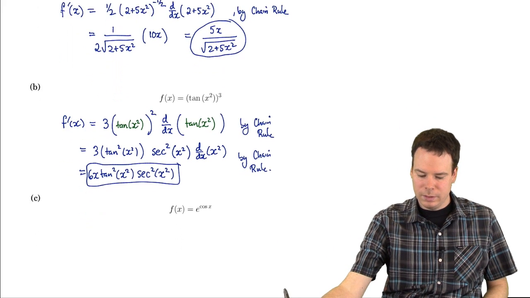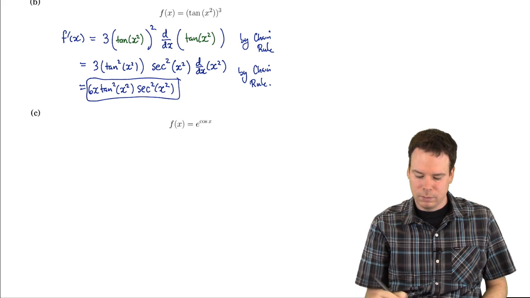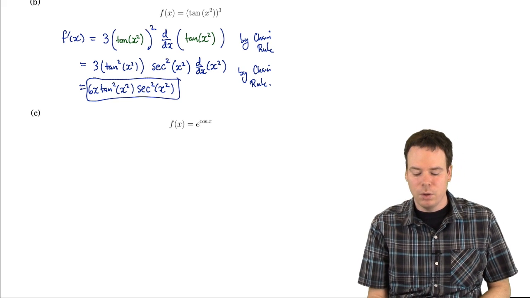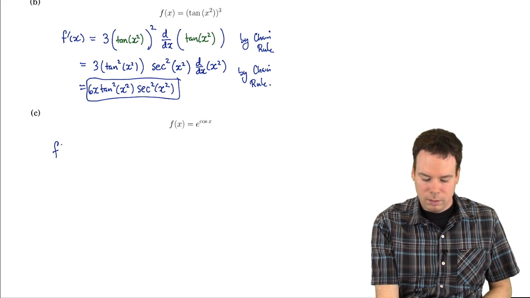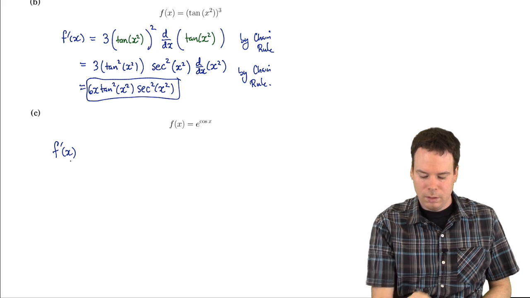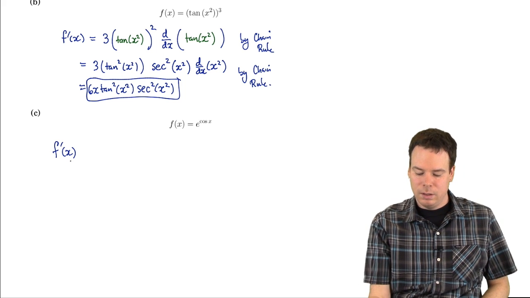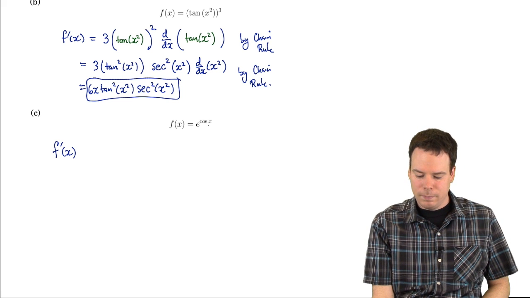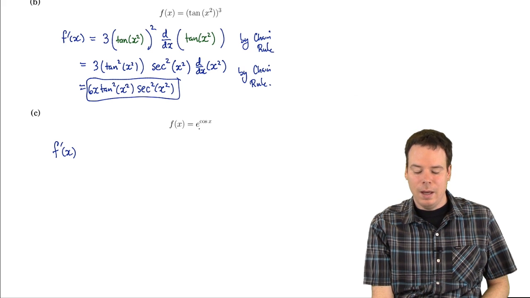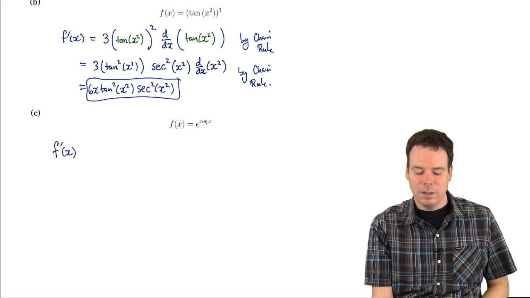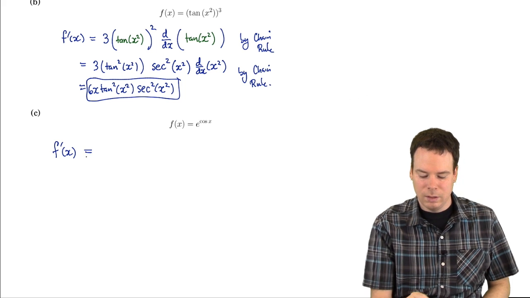Okay, let's have a look at the last example. f of x is e to the cos x. Again, what's the last thing that gets done? Well, if I start with an x value, I have to evaluate cosine of that, and then I have to take the exponential. So the exponential is the very last thing that gets done.